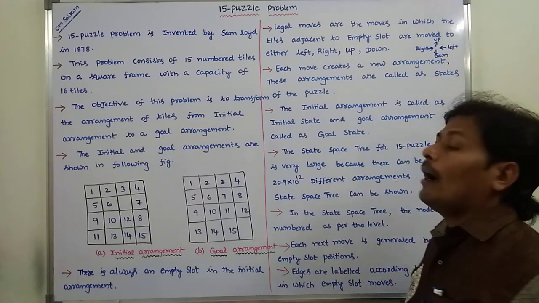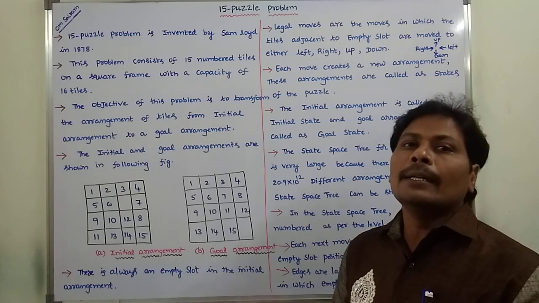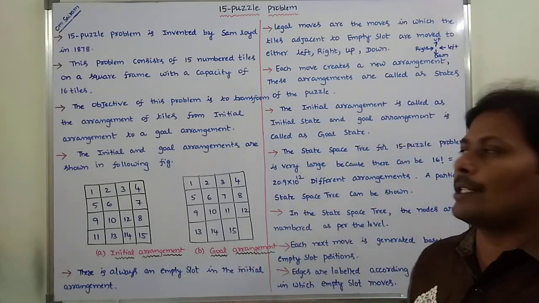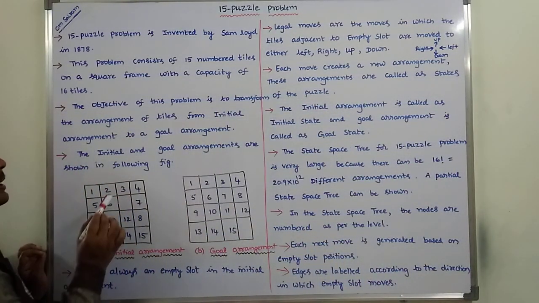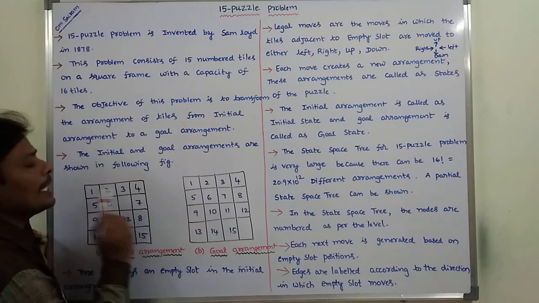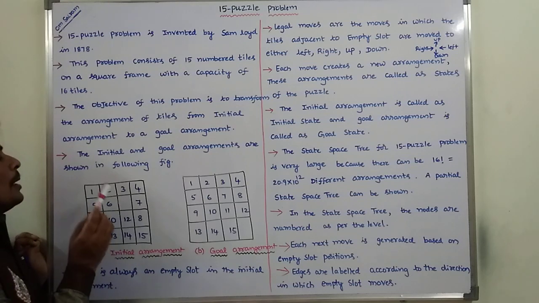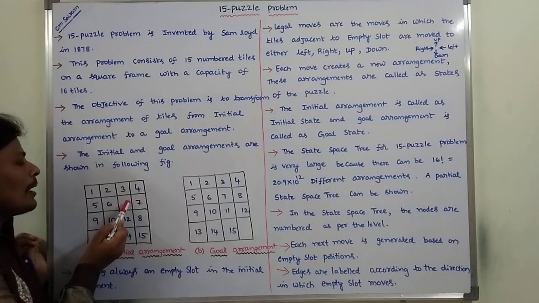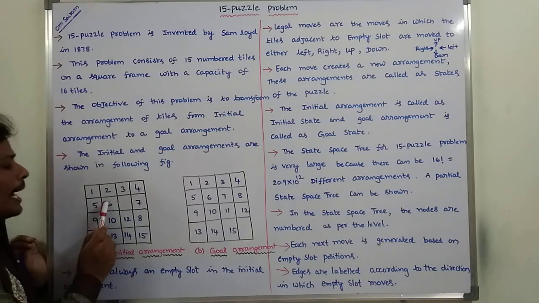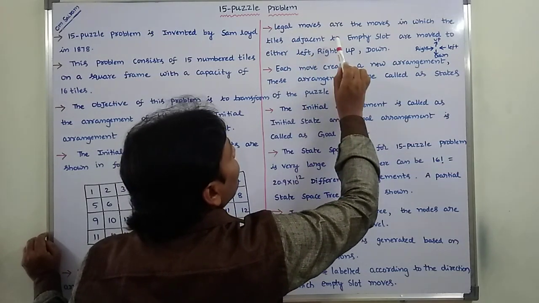Next one is legal moves. Legal moves are the moves in which tiles adjacent to the empty tile move either in the up direction, down direction, left direction or right direction. So this is the empty slot. For this empty slot, what are the adjacent tiles? 3 is an adjacent tile, 7 is an adjacent tile, 6 is an adjacent tile and 12 is an adjacent tile. These tiles are moved based on the empty slot position, either in the down, up, right or left direction.